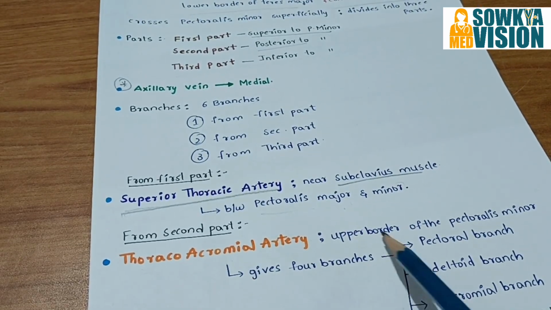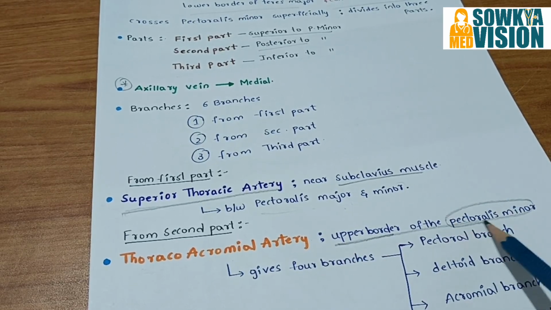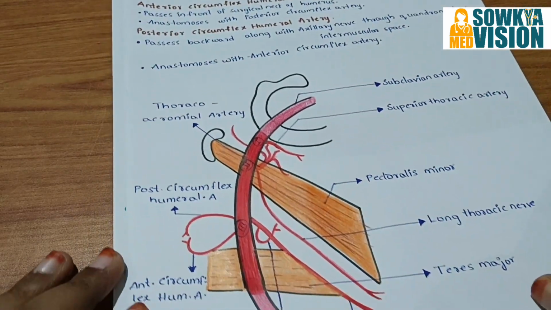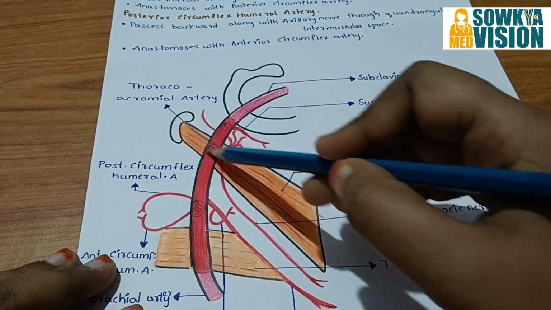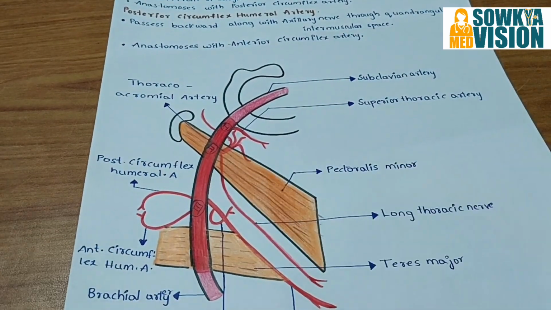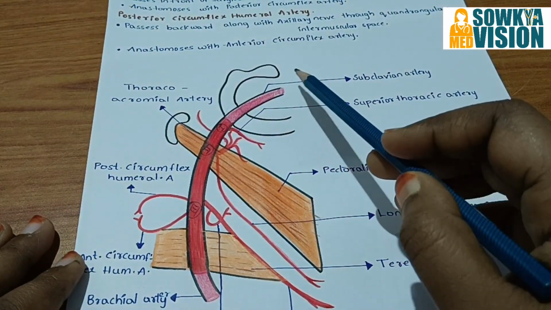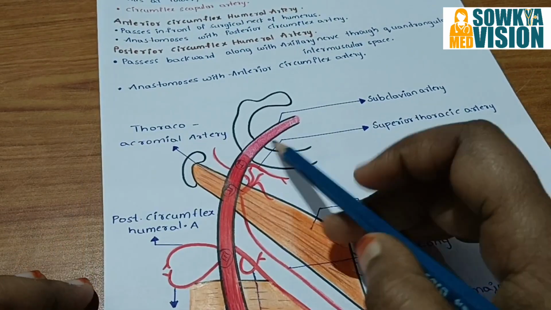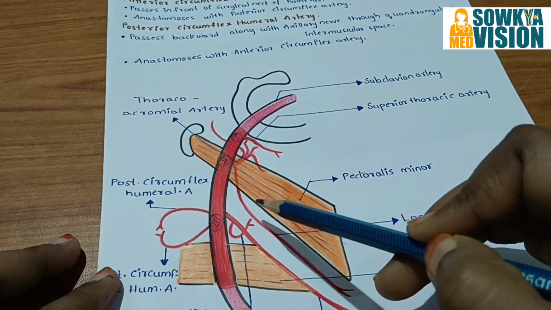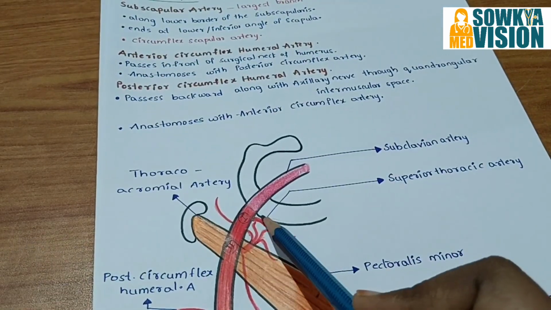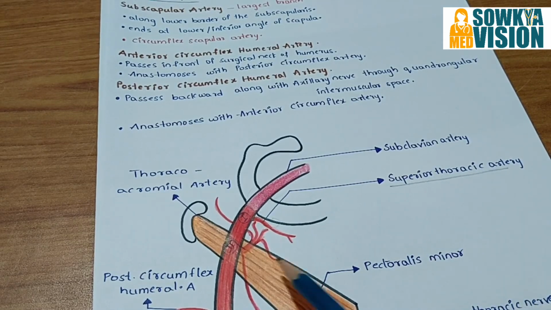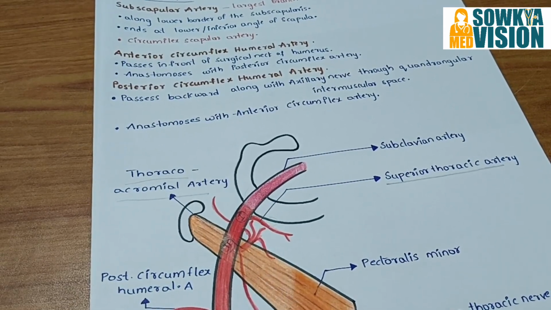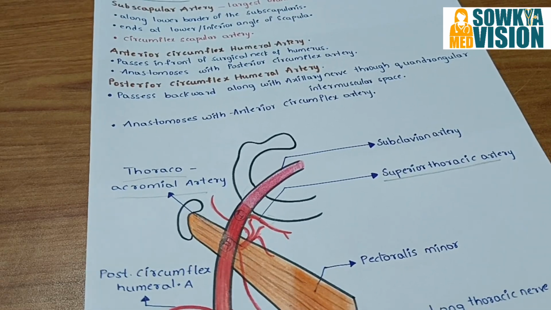From the second part there are 2 branches, the thoracoacromial artery and the lateral thoracic artery. See, this is the axillary artery. As I said, it is divided into 3 parts by the pectoralis minor muscle, and it continues from the subclavian artery as the brachial artery. The first part contains 1 branch, the superior thoracic artery; the second part contains 2 branches, the thoracoacromial artery and the lateral thoracic artery; and the third part contains 3 branches.